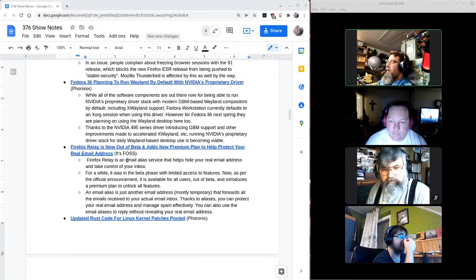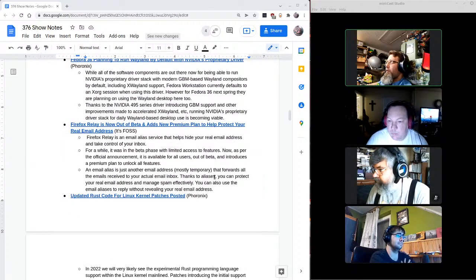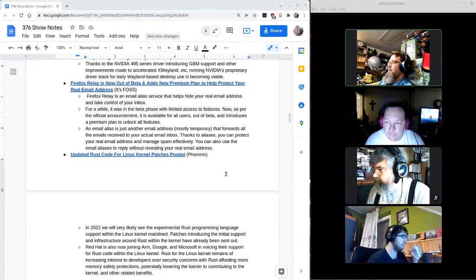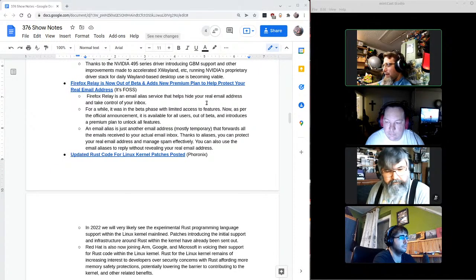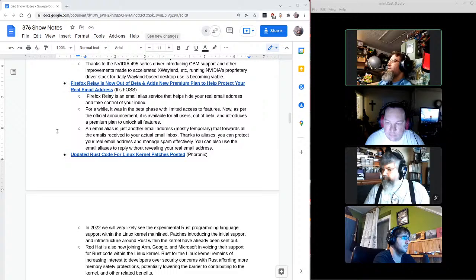All right, moving along. Firefox Relay is now out of beta and adds a new premium plan to help protect your real email address. Firefox Relay is an email alias service that helps hide your real email address and take control of your inbox. For a while, it was in the beta phase with limited access to features. Now, as per the official announcement, it is available for all users out of beta and introduces a premium plan to unlock all features. An email alias is just another email address, mostly temporary, that forwards all the emails received to your actual email box.